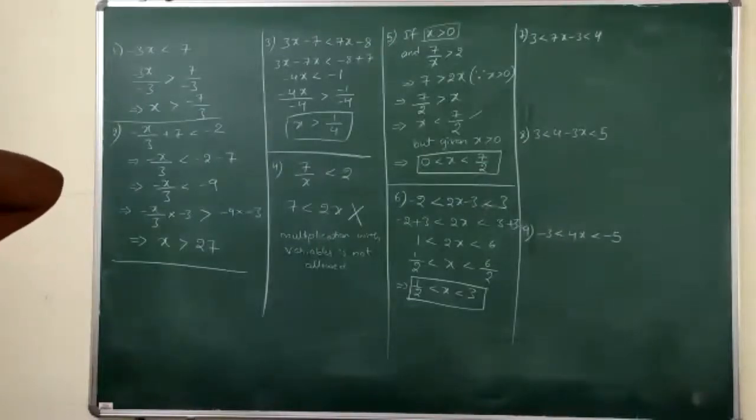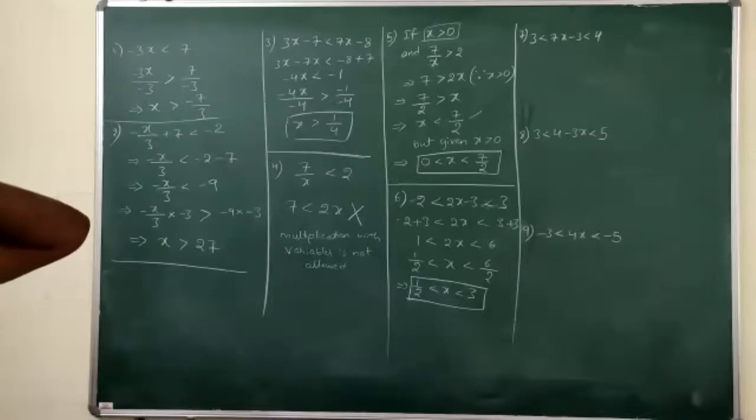How are you getting 2? It's 7x, no? 3 less than 7x minus 3.